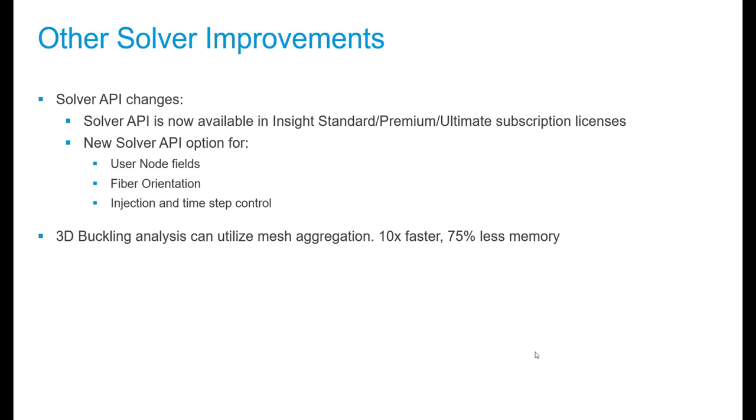In addition to that, for the 3D buckling analysis you now have a mesh aggregation option that makes the analysis about 10 times faster and makes it use a lot less memory. And that makes it a lot more practical to run. In many cases, for large models, buckling analysis can take an enormous amount of time and use a lot of memory, which makes it really impractical. Now with the mesh aggregation on, it becomes an actual viable option for fairly large models to run.